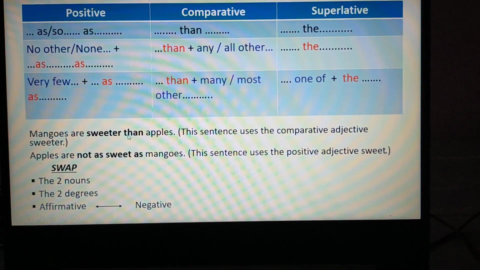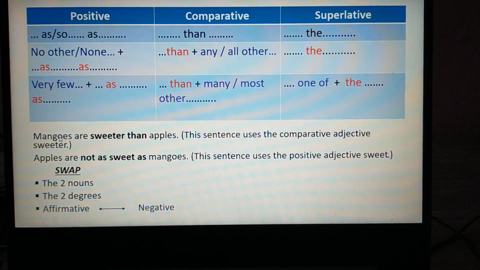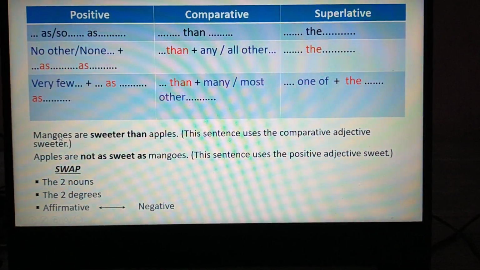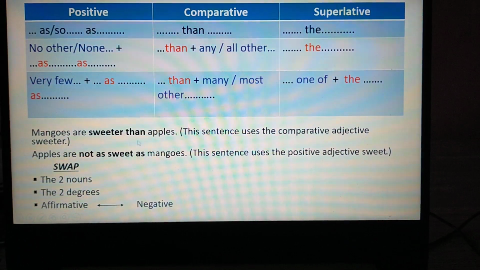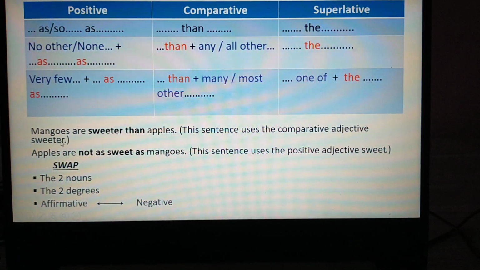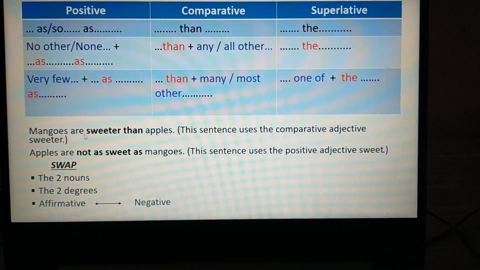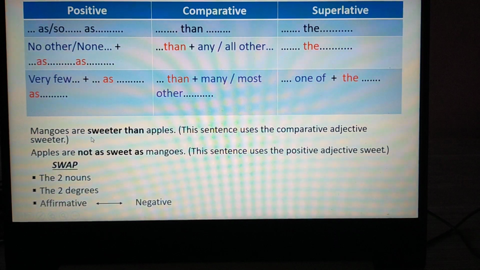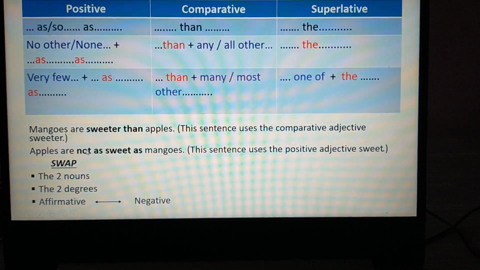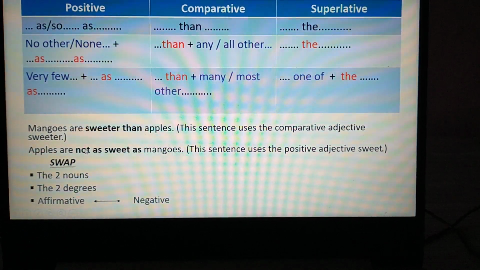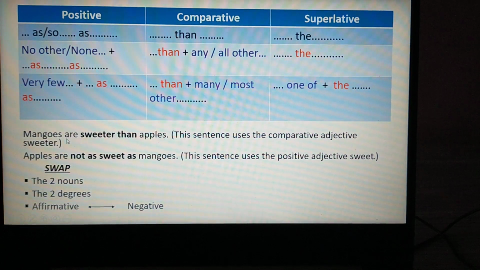Now see, first, like I told you, swap the two nouns. That means "mangoes", your subject, will become the object. "Apples", the object, will become the subject. Second thing, if the sentence is positive, that is affirmative, we have to make it negative. Now this is affirmative, so we have to use "not". And remember, "not" is always added after the helping verb, and do not change the tense of the verb.